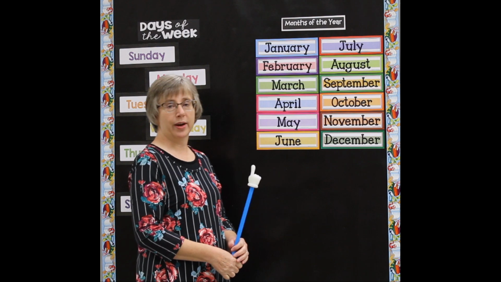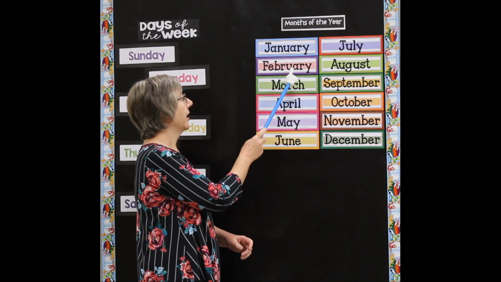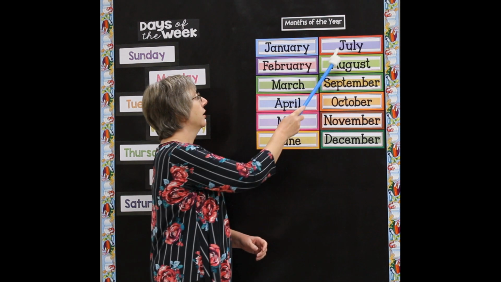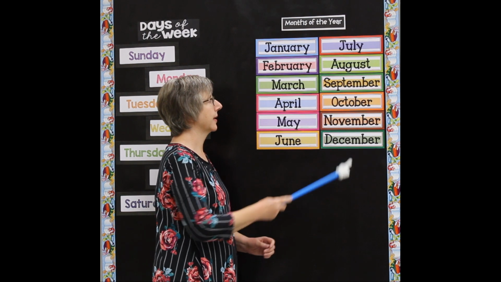1, 2, 3, 4, 5, 6, 7, 8, 9, 10, 11, 12. There are 12 months in a year. Let's say our months of the year. January, February, March, April, May, June, July, August, September, October, November, December.